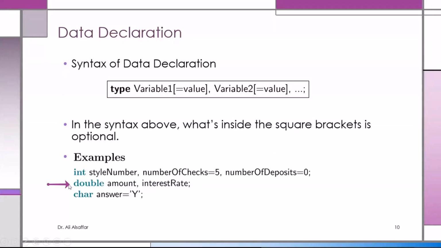Next is double, which is a real number. The names are amount and interest rate. We don't know their values yet, but we are declaring these variables. Finally, we have a variable of type char, a single letter. The name of this variable is answer, and we are saving the letter Y inside it.